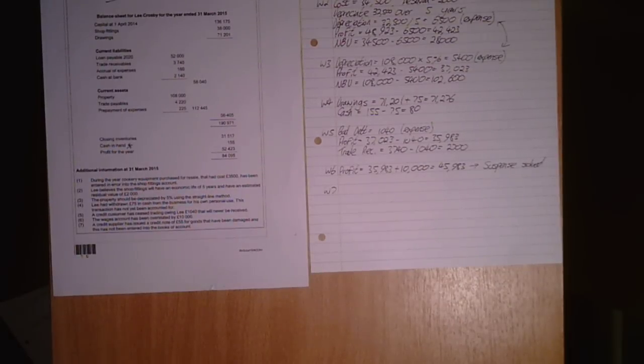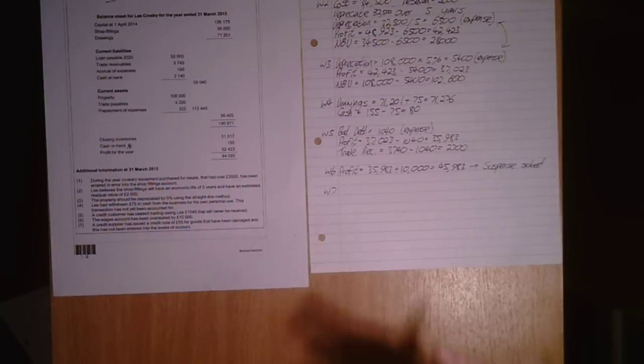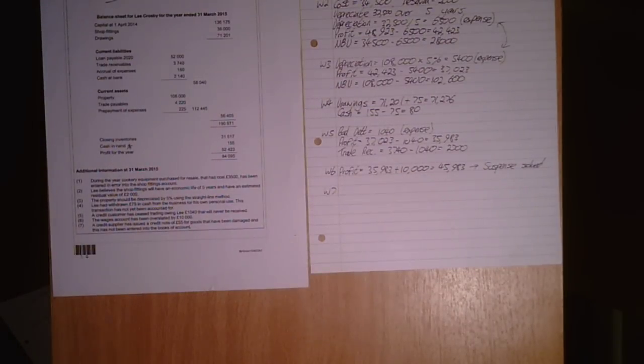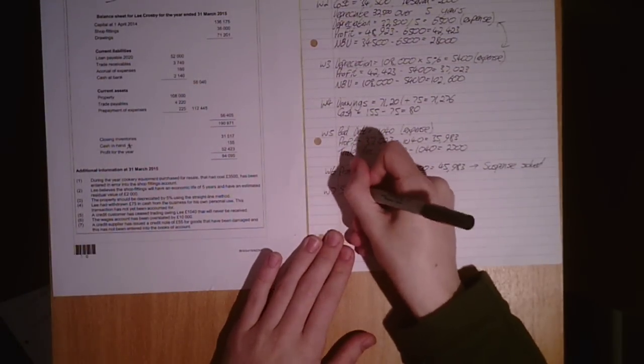And the final working. A credit supplier has issued a credit note of £55 for goods. So, supplier. They are supplying us goods. It is not a customer. They've been damaged and it's not been entered into the books. So we can assume the original purchase, when we bought the goods, has been put into the accounts, but it's just this return hasn't been put in.